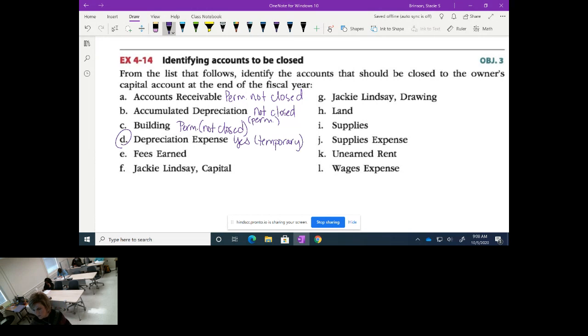All right, what about fees earned? Yep, it's temporary as well. What about Jackie Lindsay Capital? It's permanent. What did y'all say there? It's permanent. It's a balance sheet account. So we're not going to close it. In fact, everything gets closed into that account.